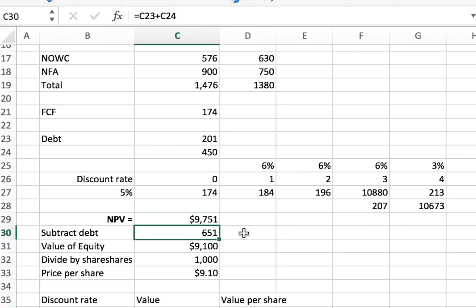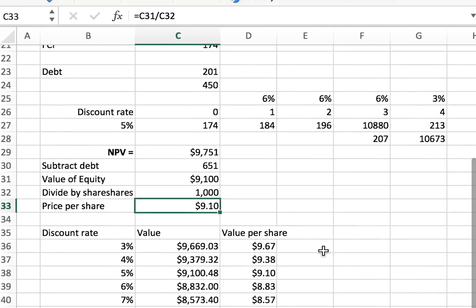However, we owe our bondholders, and I put these numbers in up earlier, and I just added them together to get the total amount of debt. So we owe our bondholders $651 million. We're going to pay them off to find out the value of just the equity, and if we subtract that, obviously this is just straight subtraction, C29 minus C30, we get $9.1 billion. We have 1 billion shares outstanding, so we have a $9.10 price per share value on this company.